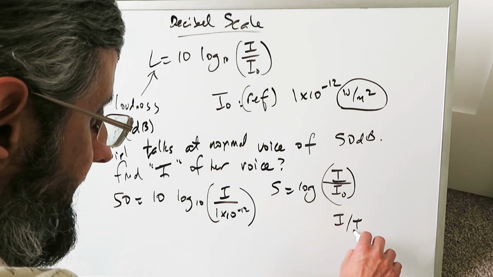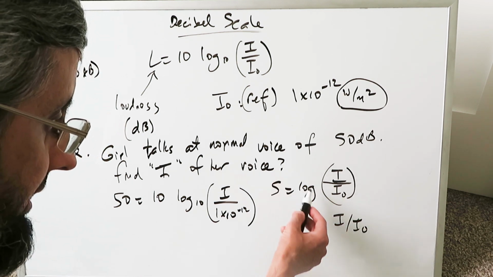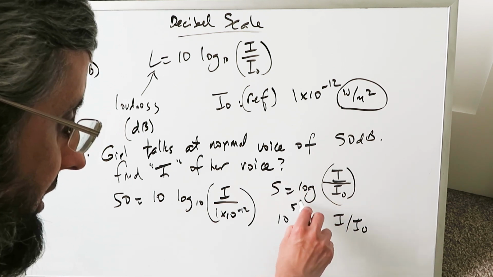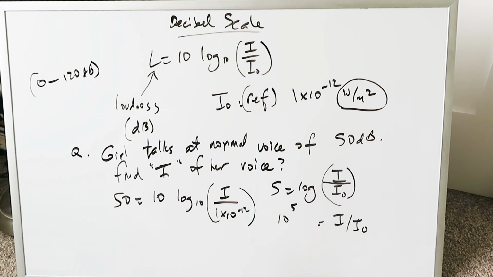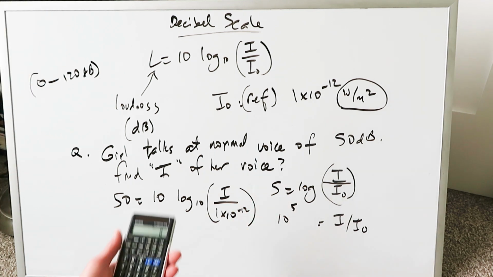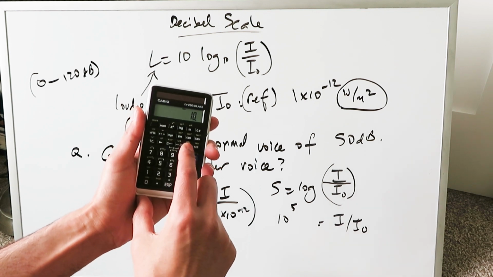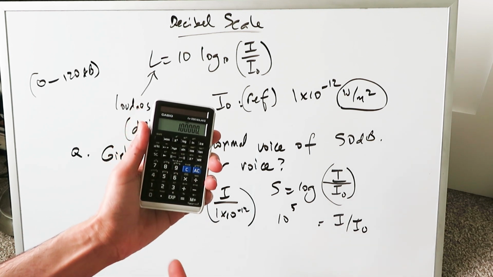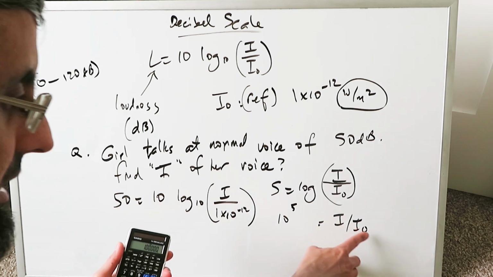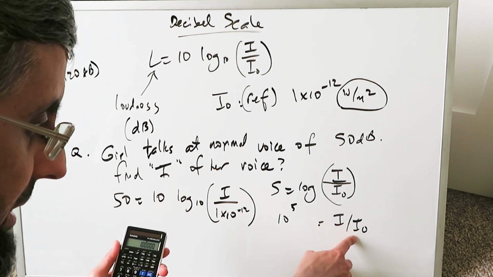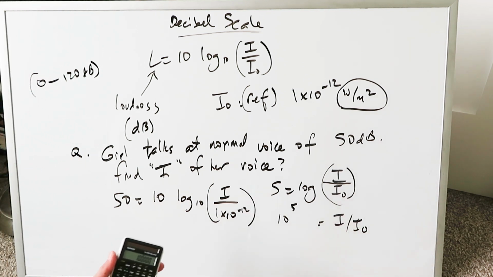Then I divided by I0 is equal to, taking the log to the other side, 10 to the power of 5. That's exactly how it is. The log goes to the other side, and you bring in the exponential base, which is 10. You'll do 10 exponent 5, and you're getting 100,000. And then you multiply it by I0. Remember, the I0, the denominator, goes to the other side as a multiplication.